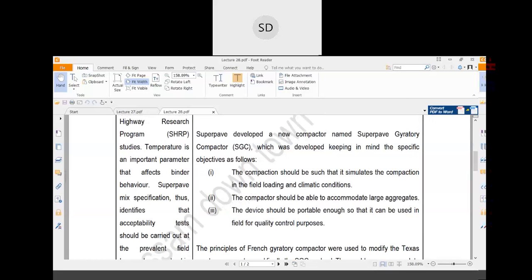The compaction should be such that it simulates the compaction, loading, and climate conditions in the field. So basically, you are laying the Superpave mix in the actual field, where it will be subjected to different combinations of load based on the traffic conditions and different types of weathering actions. Therefore, whenever you are doing the compaction, it should adhere to the actual field conditions. Okay, you have to create that environment in the lab so that the actual field condition could be achieved.